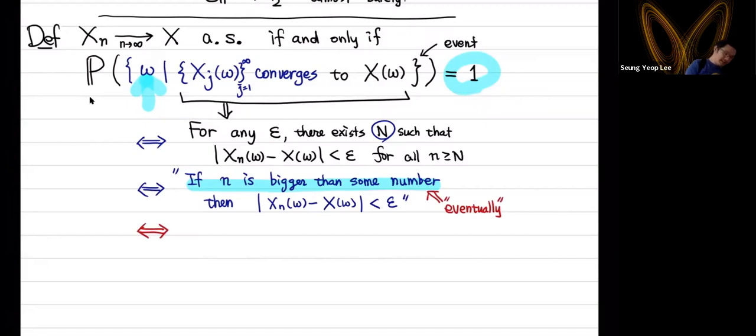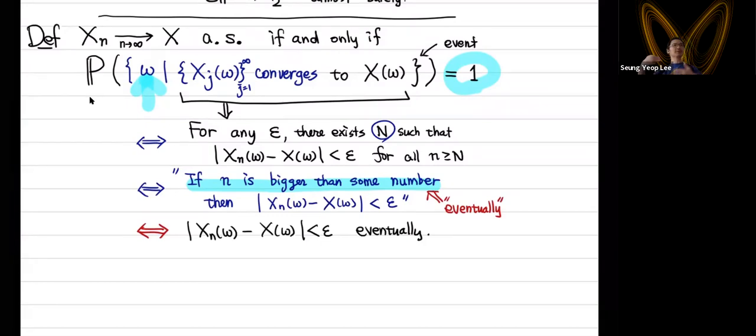So let me rewrite it. This inequality is true eventually. And eventually means this whole phrase: if n is bigger than some number, n is large enough. So if n grows and grows, eventually this will become less than epsilon.